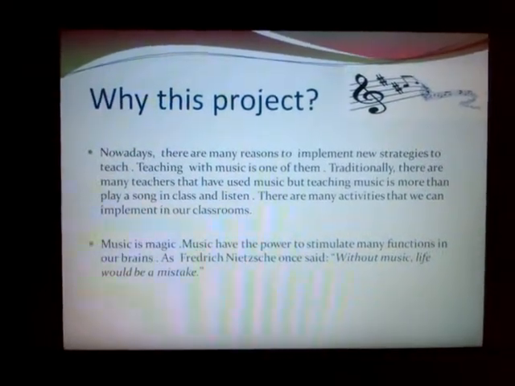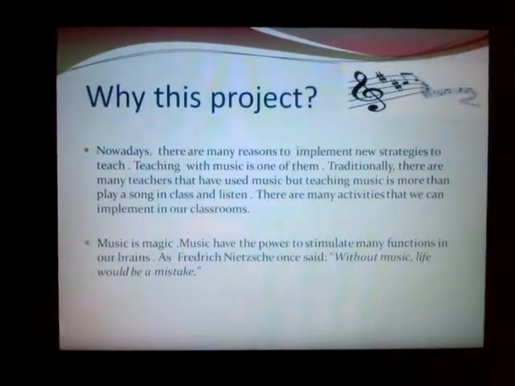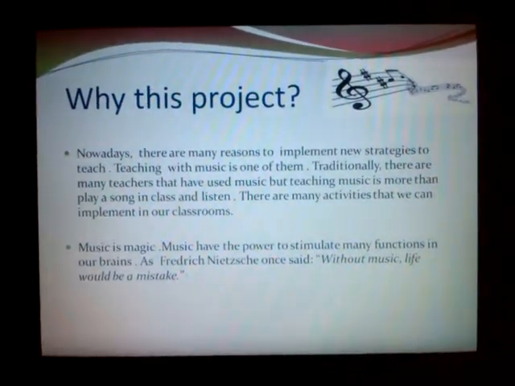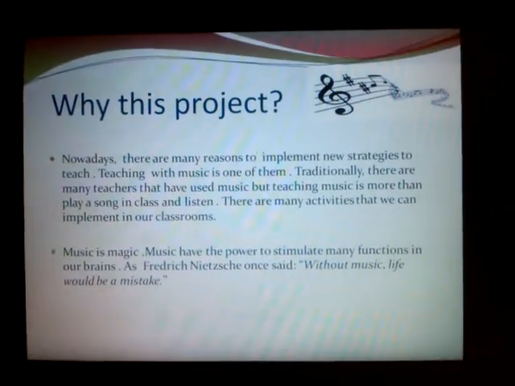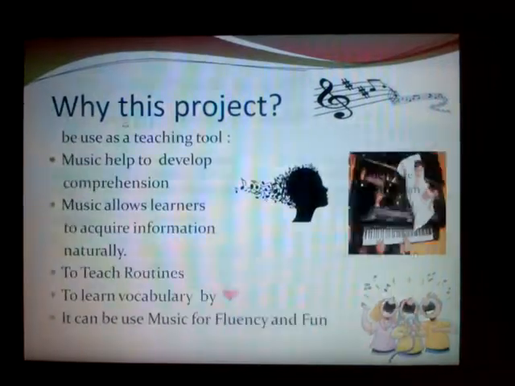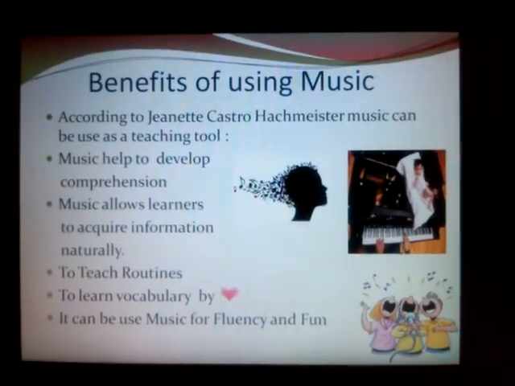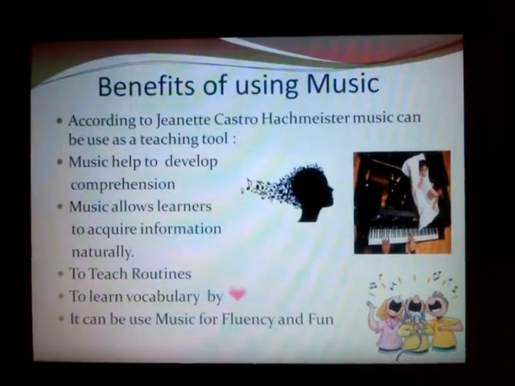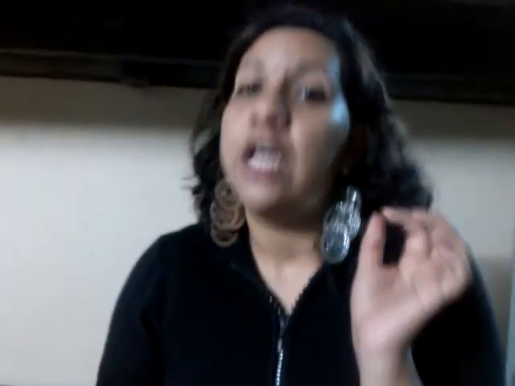Music is magic. Music has the power to stimulate many functions in our brains. As Friedrich Nietzsche once said, without music, life would be a mistake. This project was inspired by an article that I read online that talks about 50 ways to teach English through music.